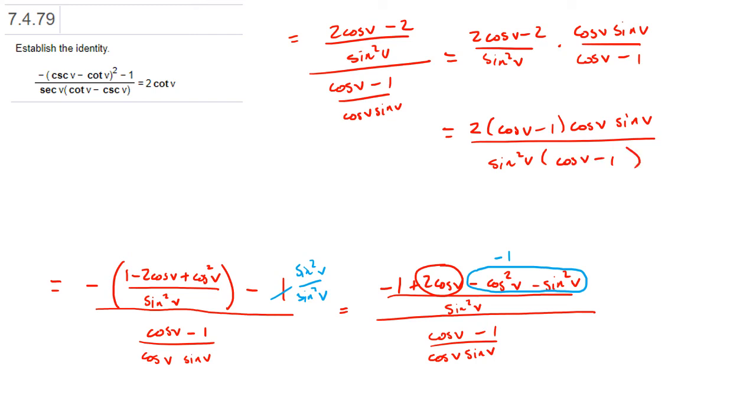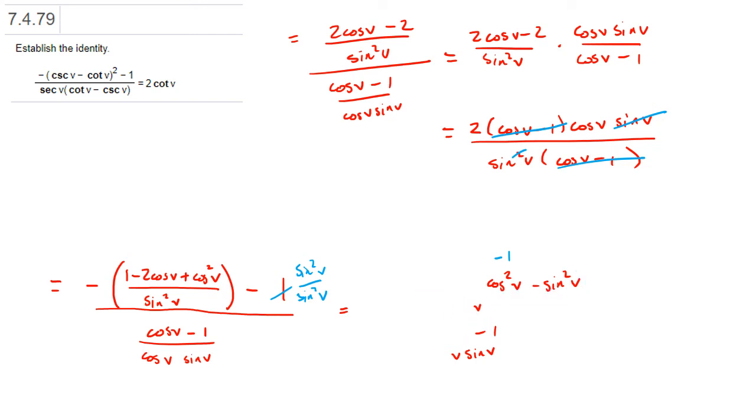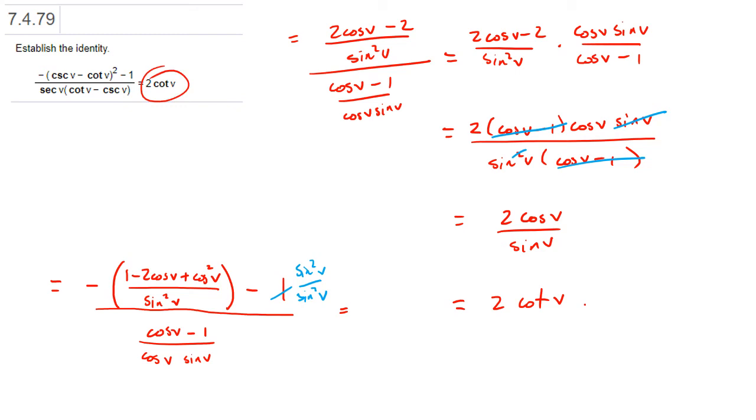And now there's some cancellation that happens. Everything is fully factored. I can cancel this cos v minus 1 with this one. I can cancel this sine with 1 power of sine there. So what do we have? Let me just erase a little bit more space. We've got a 2 cosine v over sine v, and what is cosine v over sine v if not cotangent v, which is what we wanted to get at the end.